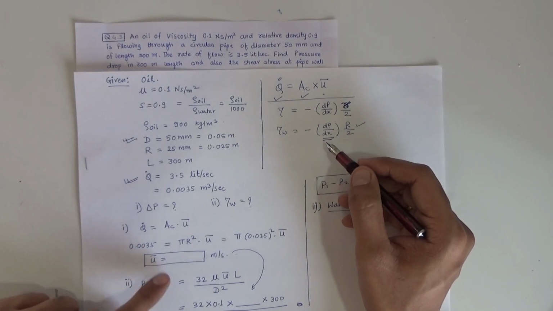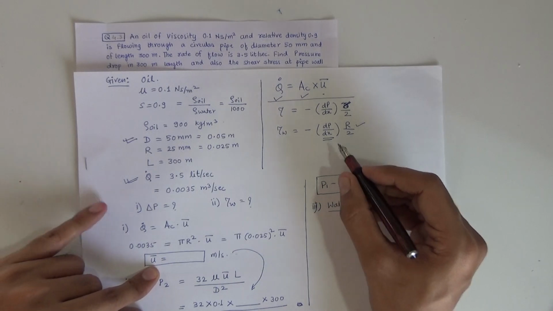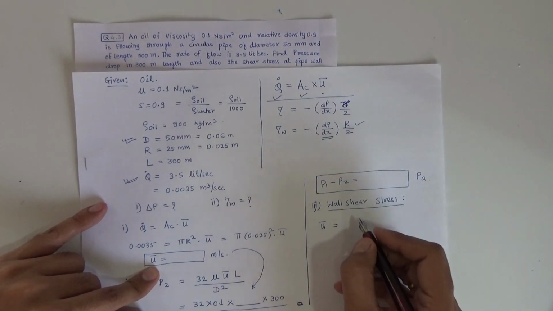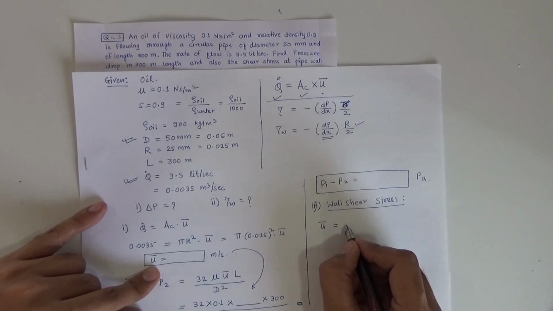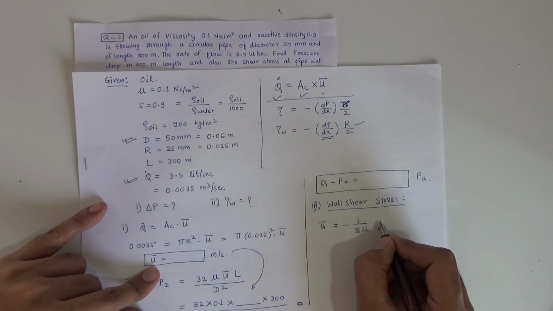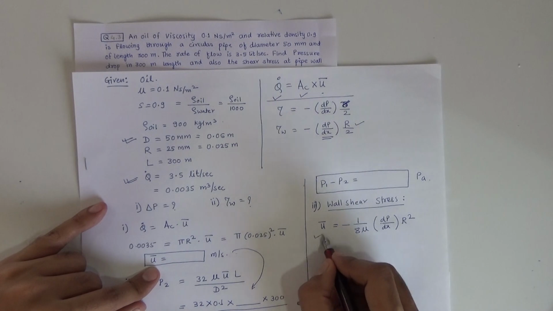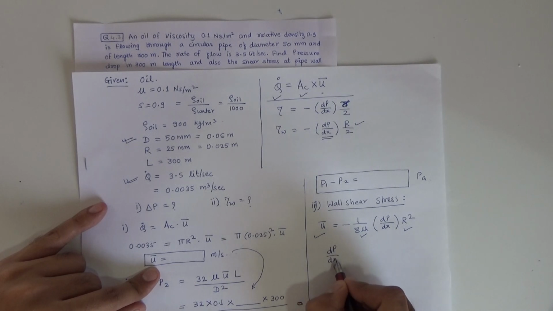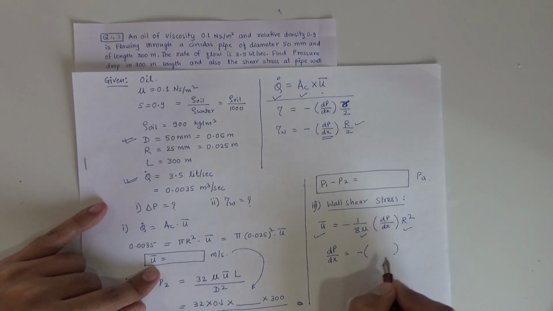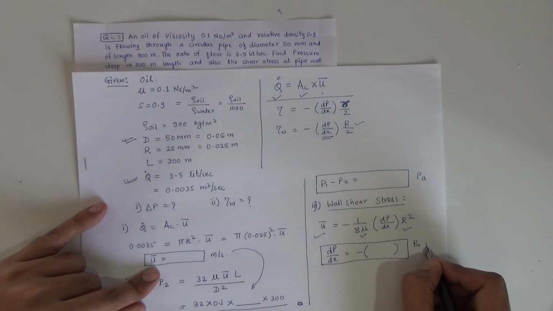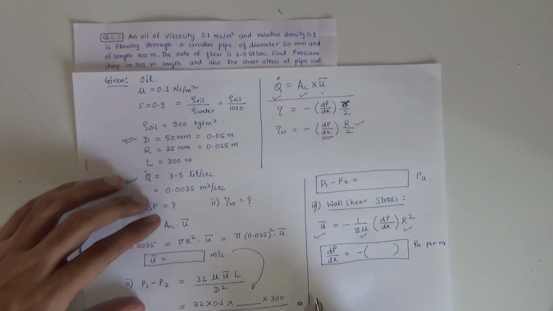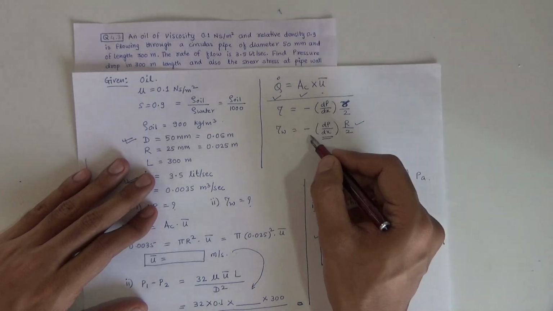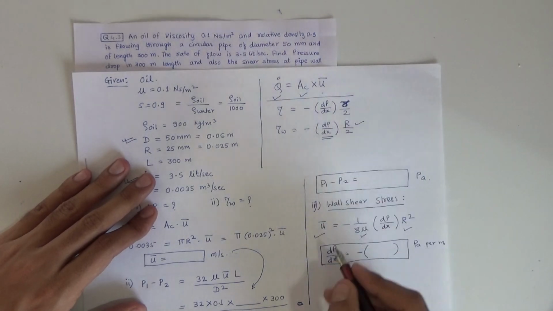To compute this dp by dx, we'll take the help of a known quantity. What is the known quantity here? U bar is known to us, so I can write down the formula for the average velocity of pipe flow. If you recall the formula, it is u bar equals minus 1 upon 8 mu dp by dx into r square. U bar is known, mu is known, r square is known, so you can find dp by dx. It will be a negative value, that is, a negative pressure gradient, in Pascal per meter. Once you have this dp by dx, put it here, minus minus will cancel, the r value is known, and find the wall shear stress.